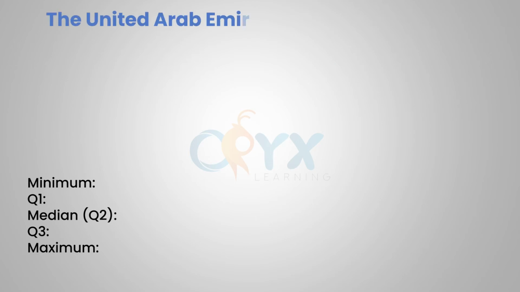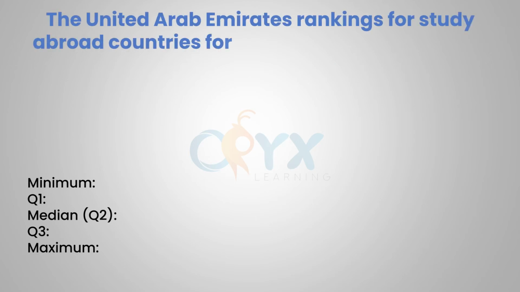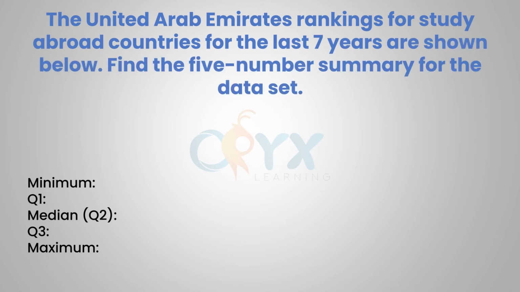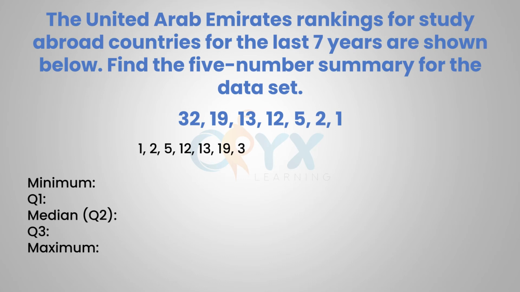The United Arab Emirates rankings for study abroad countries for the last 7 years are shown below. Find the 5-number summary for the dataset. So our dataset is 32, 19, 13, 12, 5, 2, and 1. First, let's order the dataset in ascending order or numerical order. If we do that, we will get 1, 2, 5, 12, 13, 19, and 32.